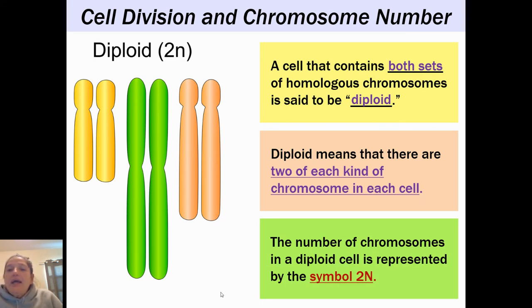So a cell that contains both sets of homologous chromosomes is said to be diploid. Remember, diploid means that there are two kinds of chromosomes in each cell, and the number of chromosomes in a diploid cell is represented as 2n. The diploid cells are the somatic cells. The diploid cells are the body cells. The diploid cells are the ones that we are going to produce during mitosis, and these are used primarily for growth. These cells are primarily used for repair and healing.